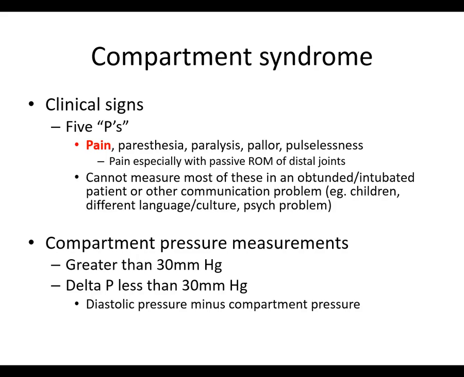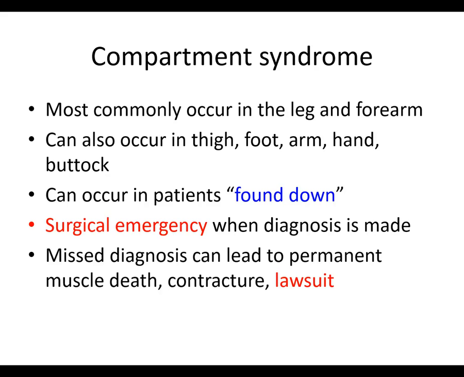You can get some objective findings with compartment pressure measurements. If you have pressures greater than 30, that could possibly be a compartment syndrome, but a more reliable finding is a delta P, the diastolic pressure minus compartment pressure, of less than 30 millimeters of mercury. To get these pressure measurements, you literally have to stick a device into the compartment. We have special devices with a needle that goes in and checks the pressure. As I said, these most commonly occur in the leg and forearm. They can also occur in the thigh, foot, arm, hand, and buttock.